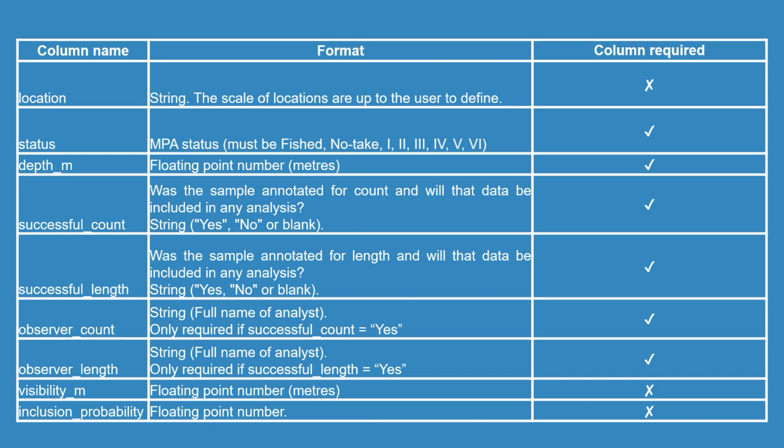Successful length, was that sample successfully annotated for length and will that data be used in the analysis? So if you have a BRUV, say, that flips upside down and you don't want to use that in your analysis, you would put successful count equals no and successful length no. Observer count and observer length, what was the full name of the analyst who annotated the count and annotated the length? Visibility and inclusion probability are not required, but they're both floating point numbers, so just a number that's not an integer, so it has a decimal place.